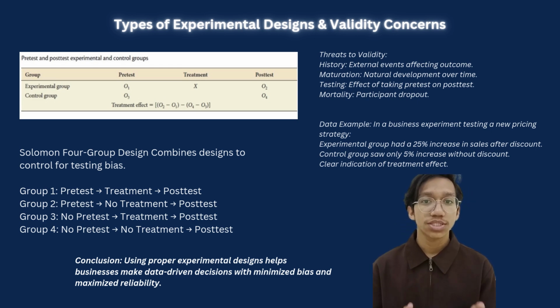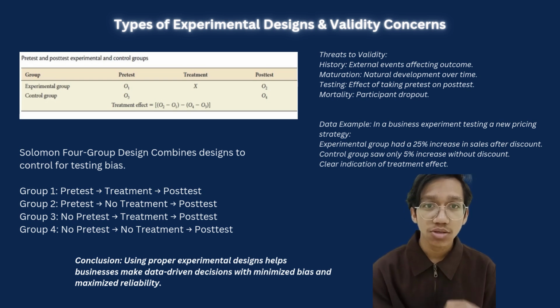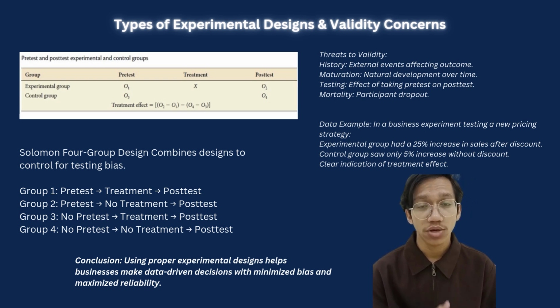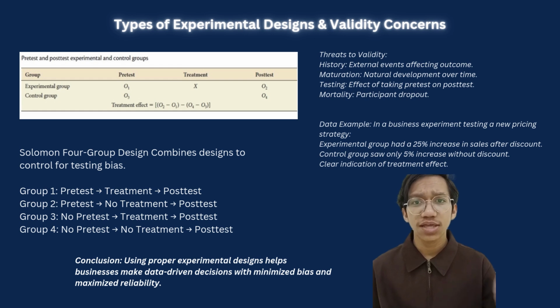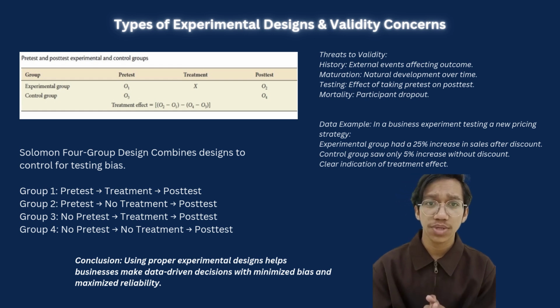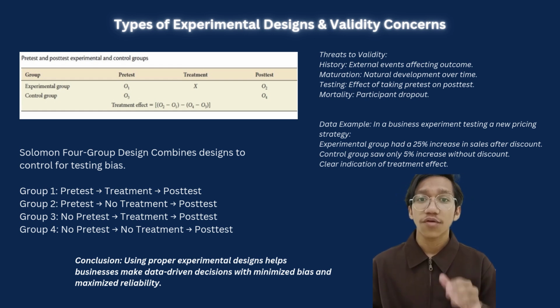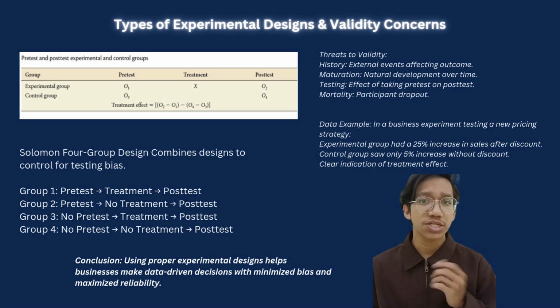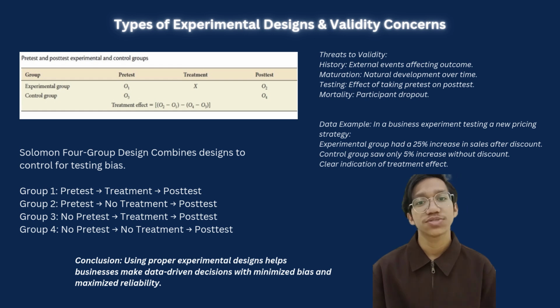So let's talk about threats to validity. Things that can distort our results if we are not careful. History: external events that happen during the experiment can influence results. For example, a competitor launching a new product might affect our sales figures.